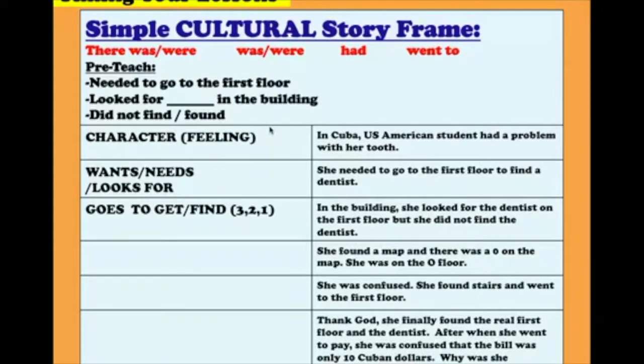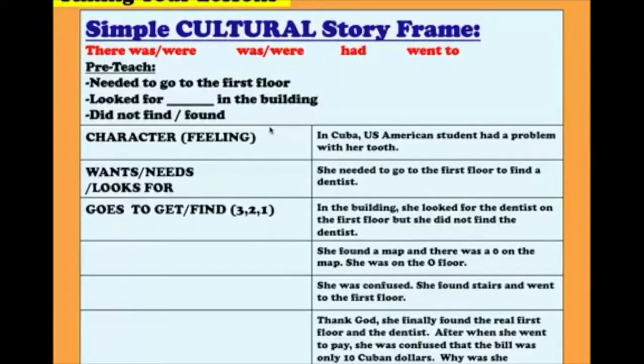This is a cultural story frame. So it's a little bit more intense, but I can still see doing this with novices. I've written this one in the past tense. Pre-teach: needed to go to the first floor, looked for blank in the building, did not find or found. Okay, past tense of find.